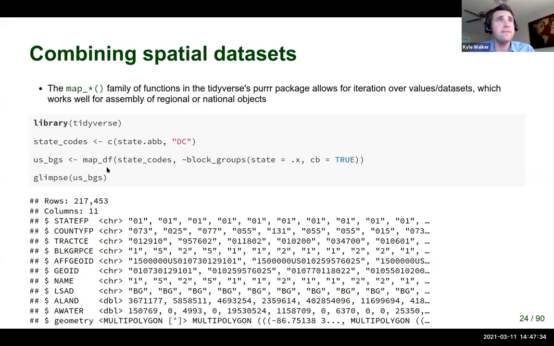It's a little bit more of an advanced example here, but just to translate what this is doing, it's saying iterate over all of the state codes in the United States. And for each of those state codes, run the block groups function, grab the cartographic boundary file, return it as a simple features object. And then what the map_df function does is it assembles everything back together into a data frame. And what that gives me back, and if you have all of these data sets already cached on your computer, it goes pretty quickly, is all of those block groups in the United States combined together into one data set.